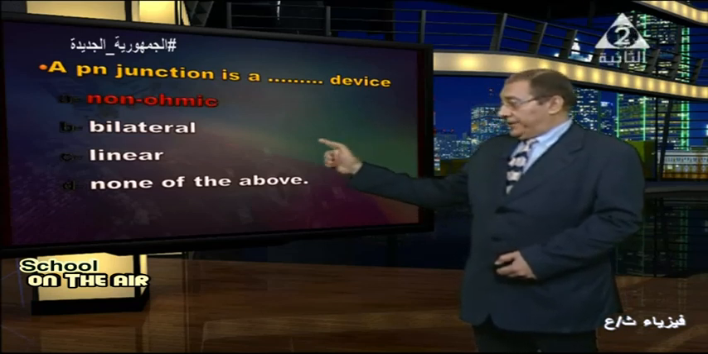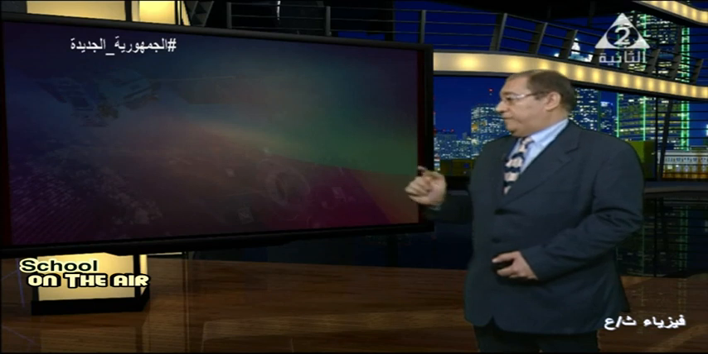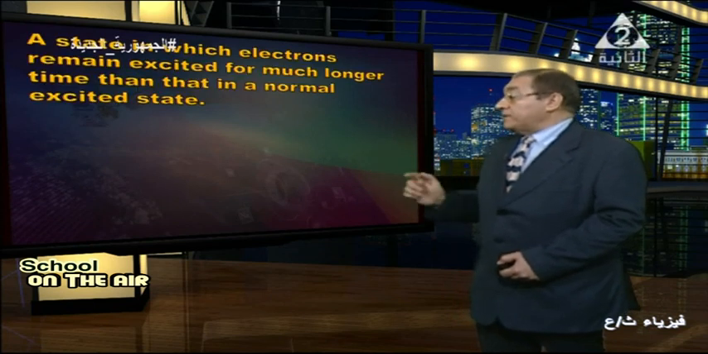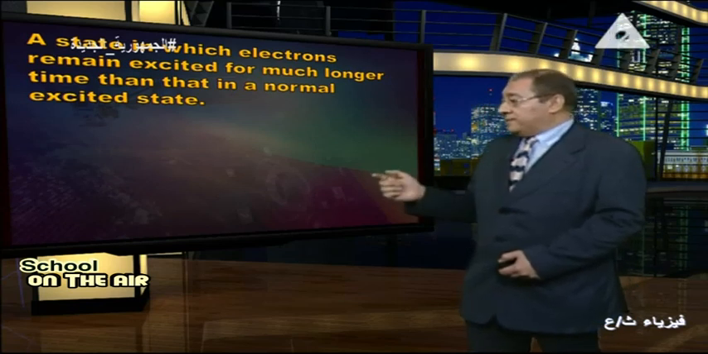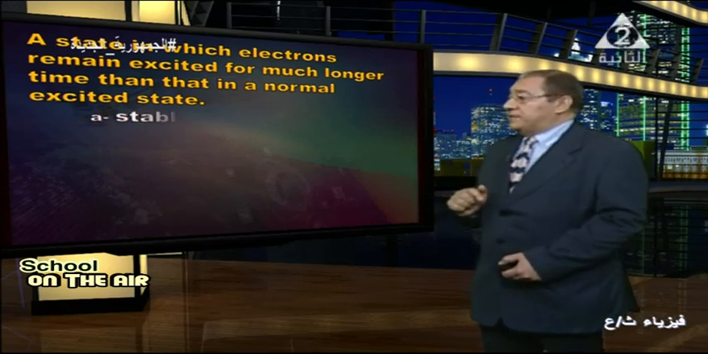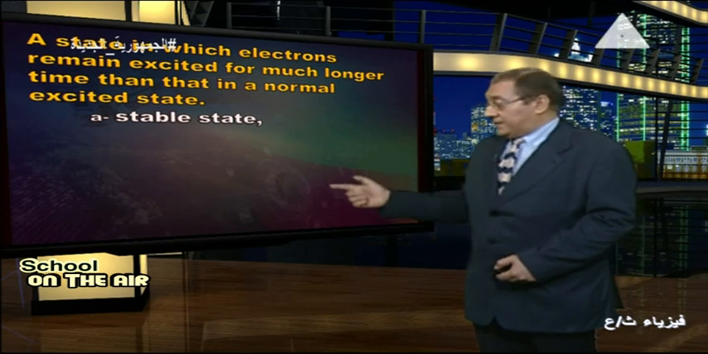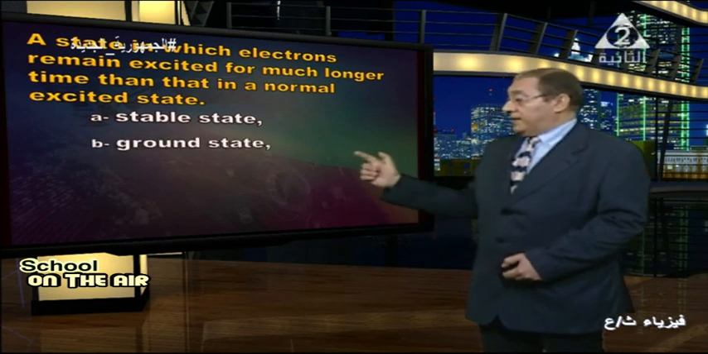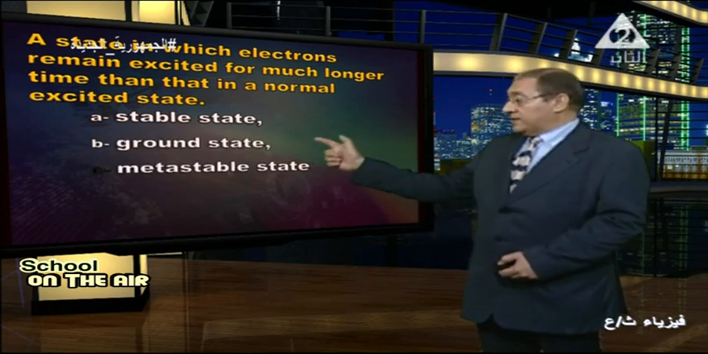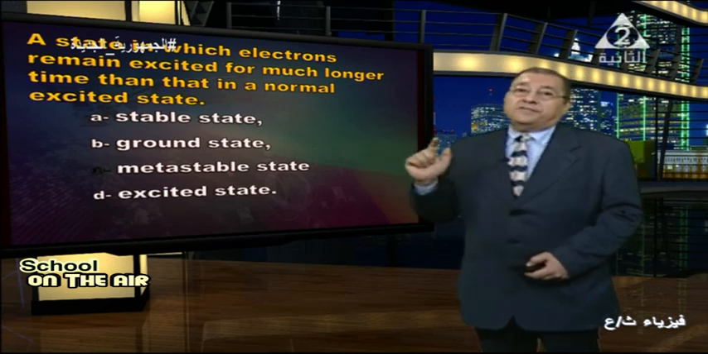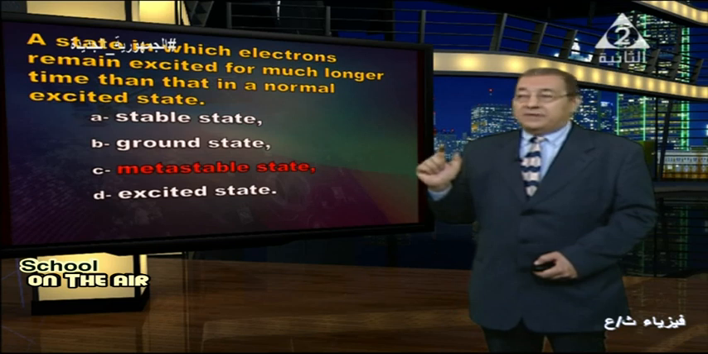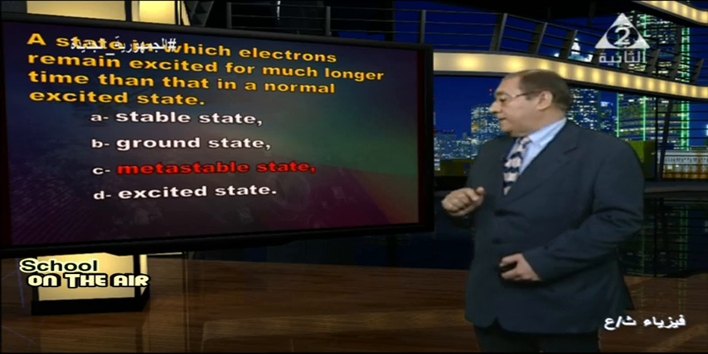Another choice. A state in which electrons remain excited for much longer than in the normal excited state is called a stable state, ground state, metastable state, or excited state. Of course, it's all easy for you. It is the metastable state.